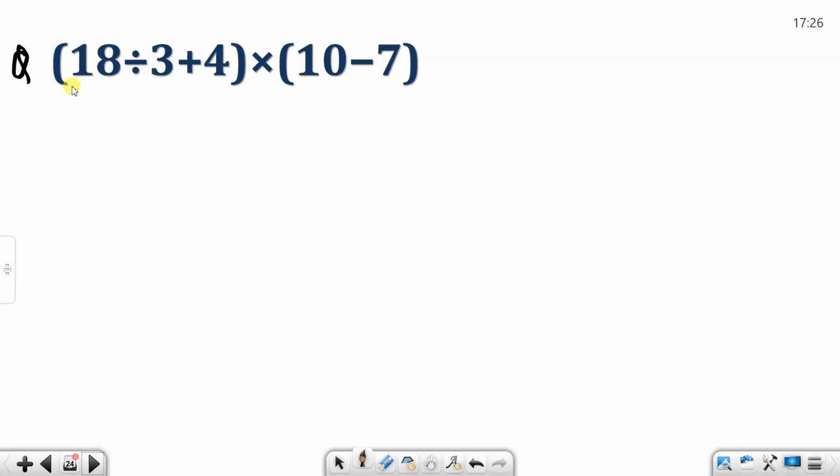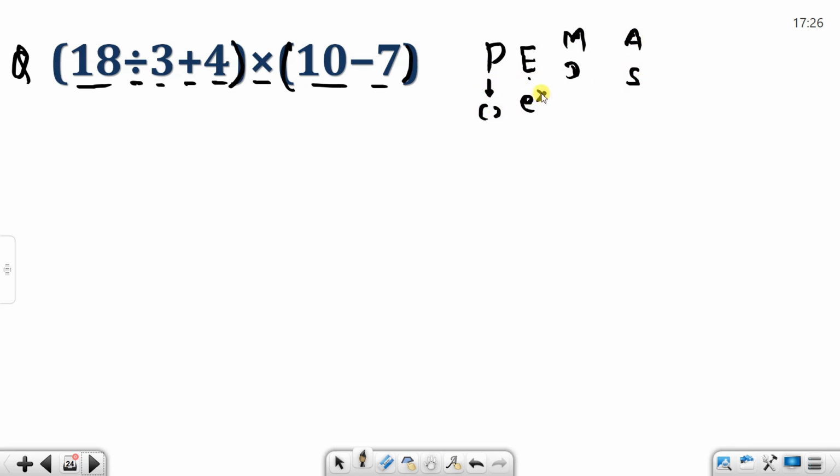The question is, inside the brackets, 18 divided by 3 plus 4, bracket close, multiplied by, inside the brackets, 10 minus 7, according to the PEMDAS rule. PEMDAS? P stands for parentheses, E for exponents, M for multiplication, D for division, A for addition, and S for subtraction.